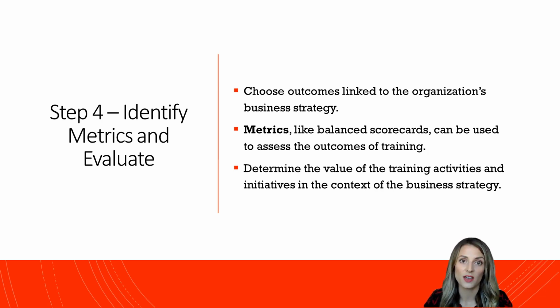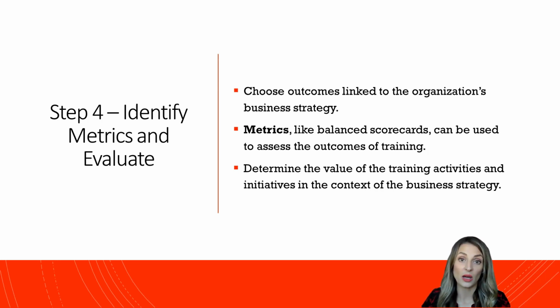First, we have to identify the outcomes of the training activities we identified in the previous step. Obviously, we want these outcomes to not only be related to the activities, but also to the training initiatives and the business strategy. To evaluate these outcomes, there are a variety of different metrics that we can use. One example is called a balanced scorecard. You will learn more about this tool in another video.